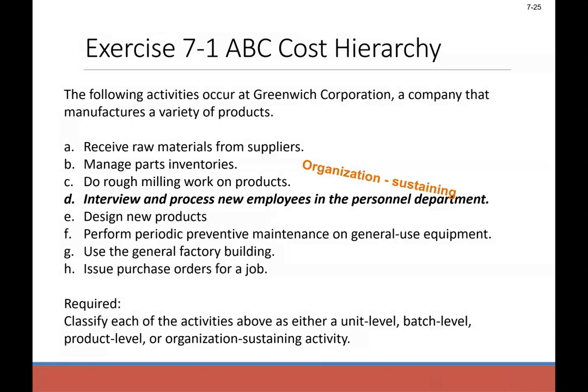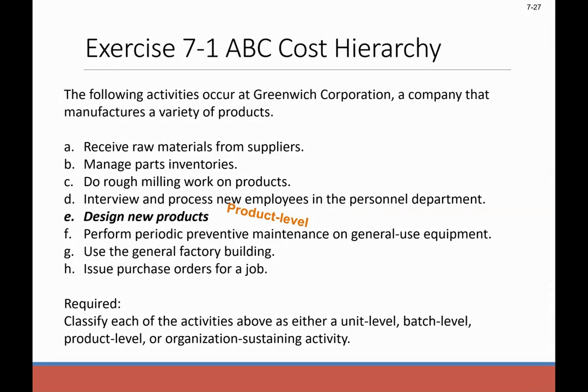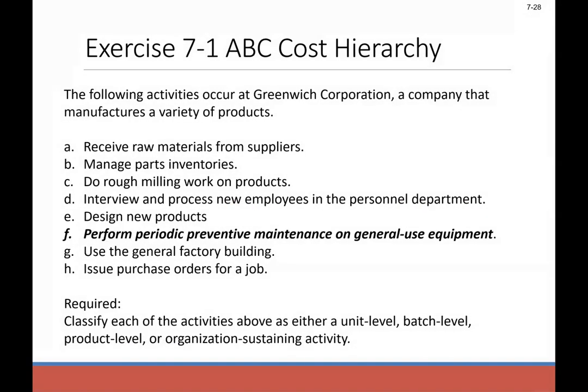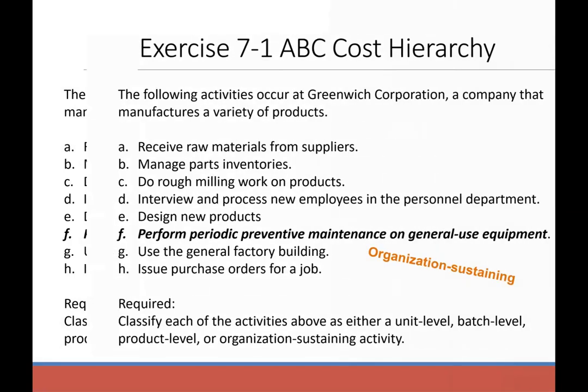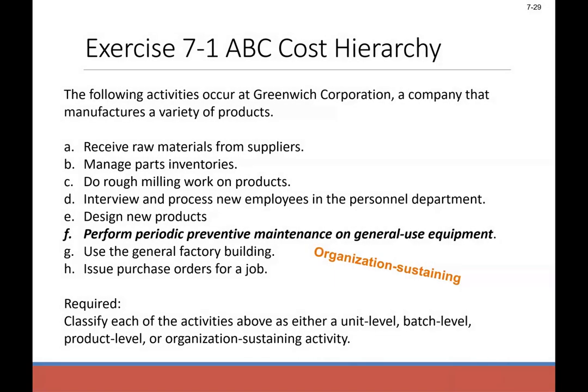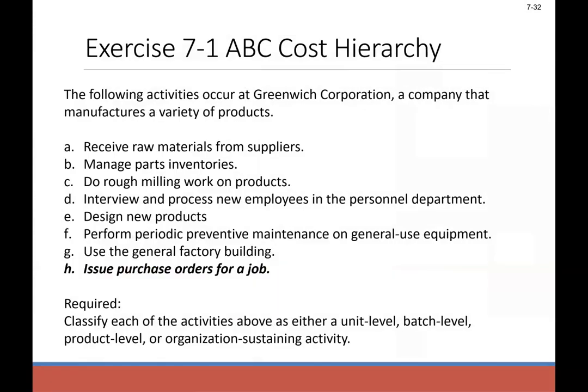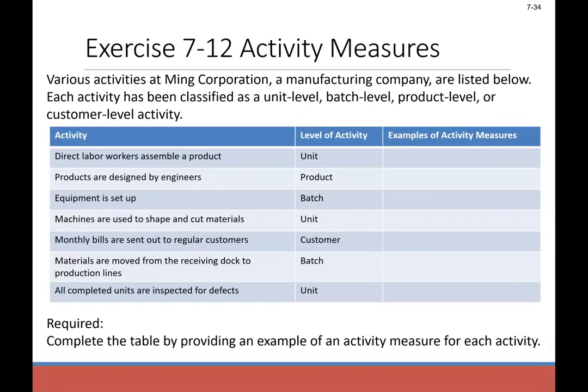Interview and process new employees, that's going to be organization sustaining. Designing new products, of course, is at the product level. Perform periodic preventative maintenance on general use equipment, organizational sustaining. Use of the general factory building is organizational sustaining, and issue purchase orders for a job is going to be at the batch level. So this is just trying to help you understand all the various activities and how we would define them on different levels.